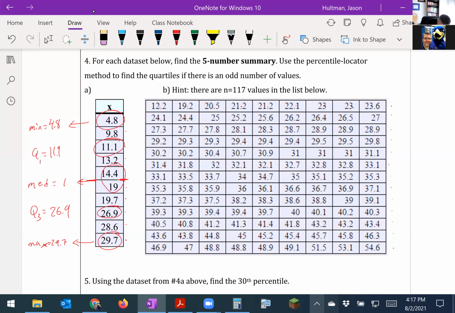Oops. Let's try that again. Okay, so that's for part A. That's my 5-number summary for part A. Let's go to part B.